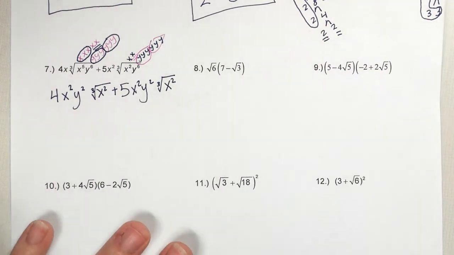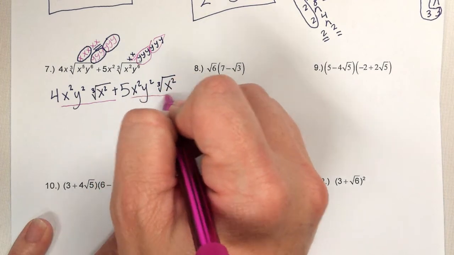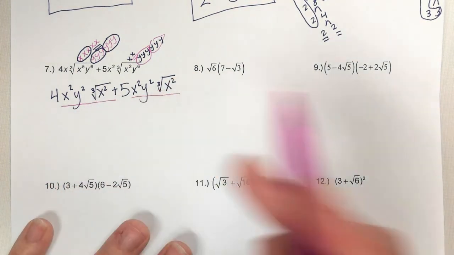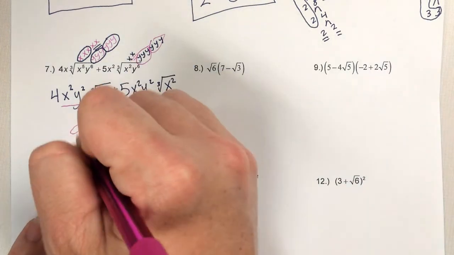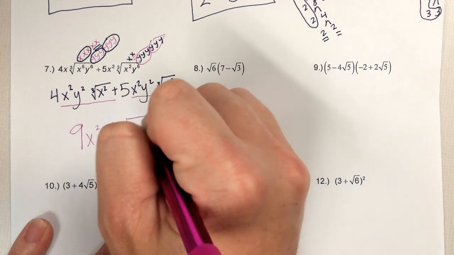Now, to combine these, everything after the coefficient has to match. X squared, y squared, x squared, y squared, cube root of x squared, cube root of x squared. So they do. So 4 plus 5 is 9. X squared, y squared, cube root of x squared.